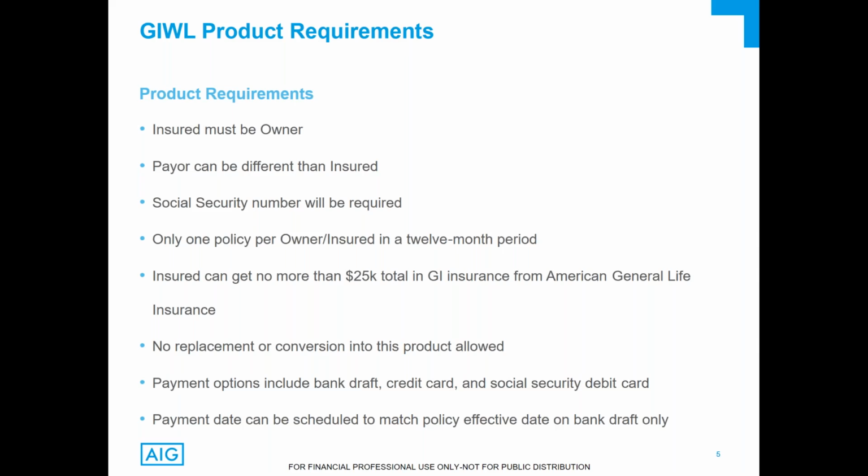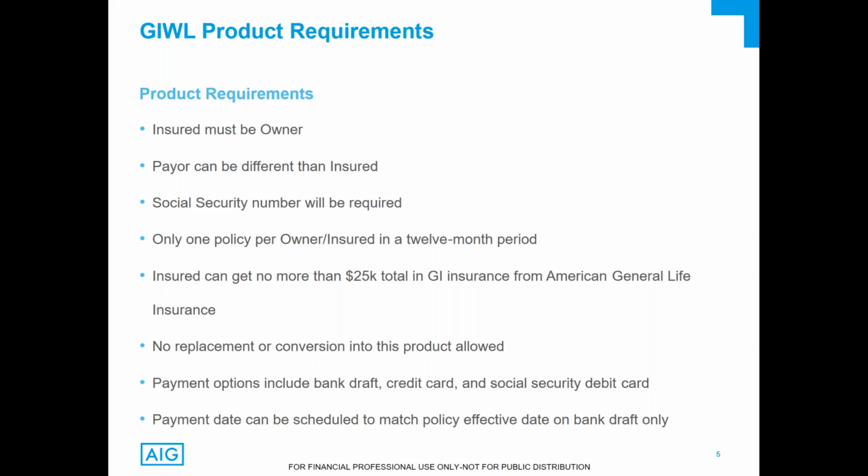We do require a Social Security number, which means that they must be a permanent resident or a U.S. citizen. Those are the only 2 that we would allow to purchase the policy. So although it is a guaranteed issue whole life product, there are some knockout questions on the application, and one of them would be, do you have a Social Security number? If you do not have a Social Security number, you cannot qualify for an application for a policy.